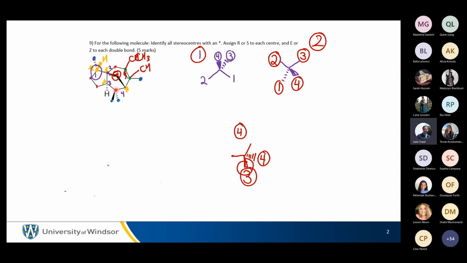So here we have a carbon attached to 4 carbons. Here we have a carbon that is essentially attached to 4 carbons. It's a tie. Next carbon. Each of these carbons is attached to 3 carbons because of that double bond tie.